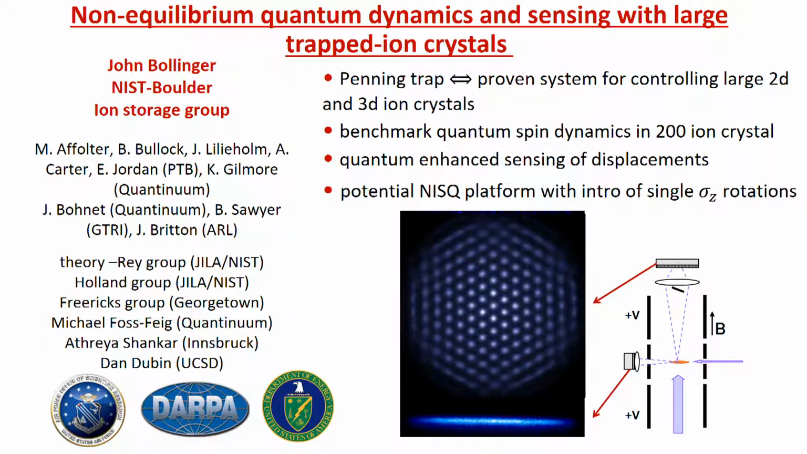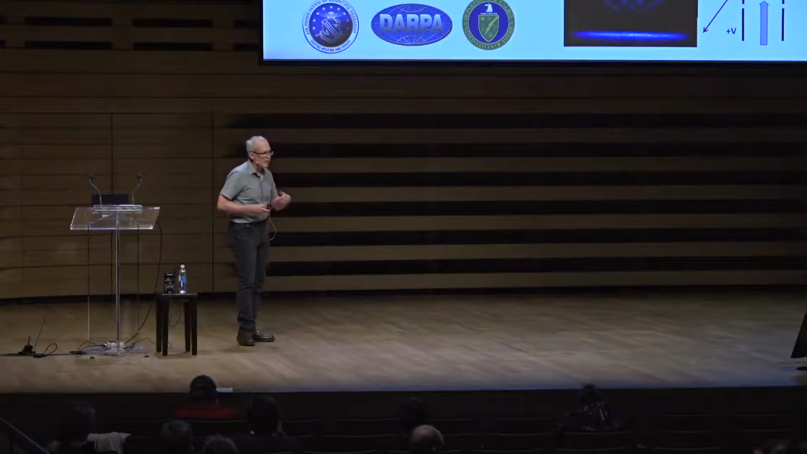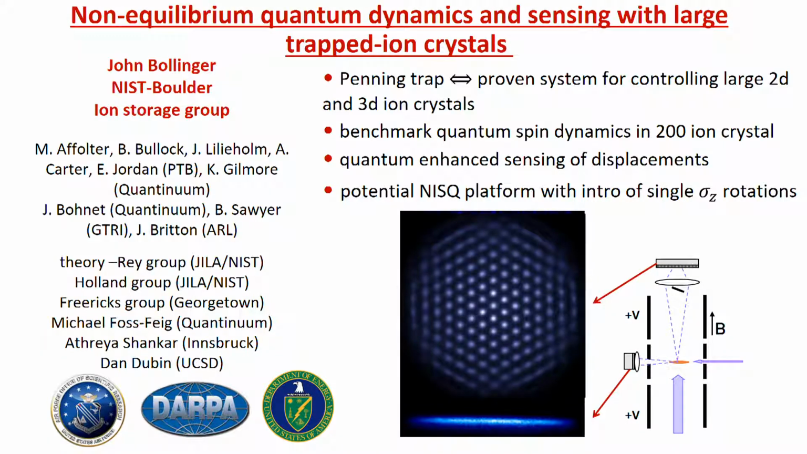So what can we do with these large crystals? Well, there are a couple of directions. One is quantum simulation. Just like in the RF traps, we can engineer long-range Ising interactions. We can do quench experiments and benchmark non-equilibrium quantum dynamics and generation of entangled states. And so far, we've done that in a regime where we can benchmark with theory.